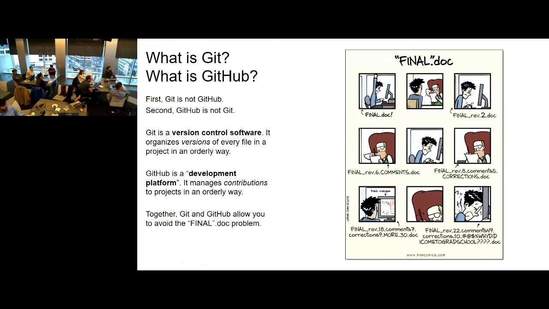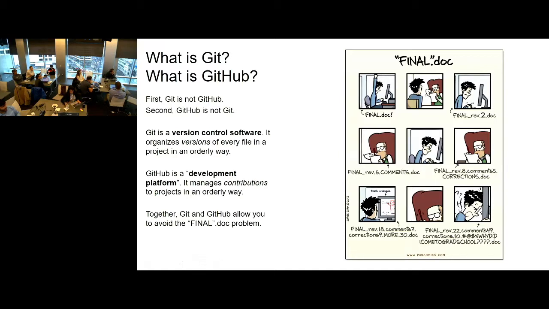Everyone knows that Git is not GitHub, right? Who's used Git and who's used GitHub? Cool, excellent. And GitHub is not Git. So that's one idea that's really helpful to have. Git is a version control software. It runs on your computer. You definitely have it installed. GitHub is a development platform. It's on the internet. There's no GitHub on your computer.